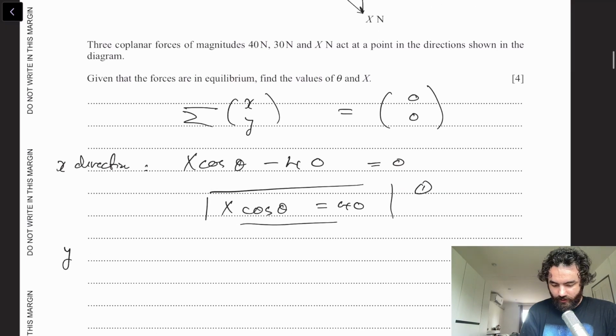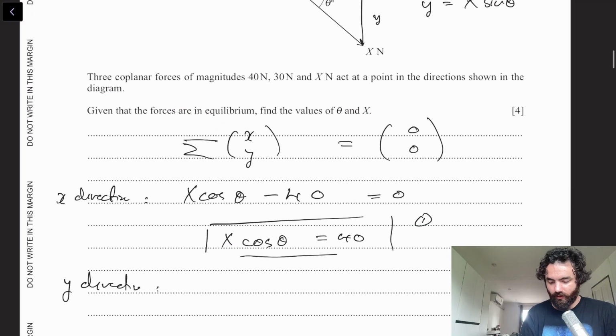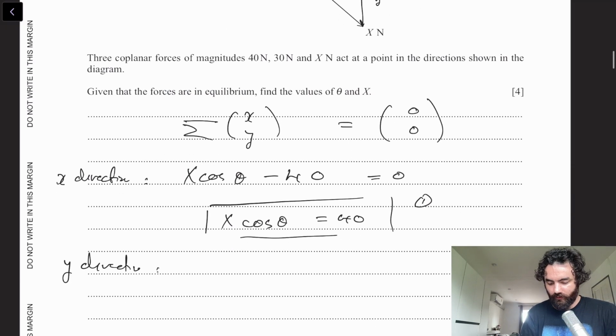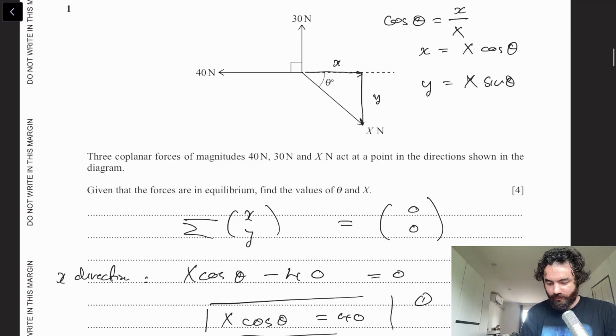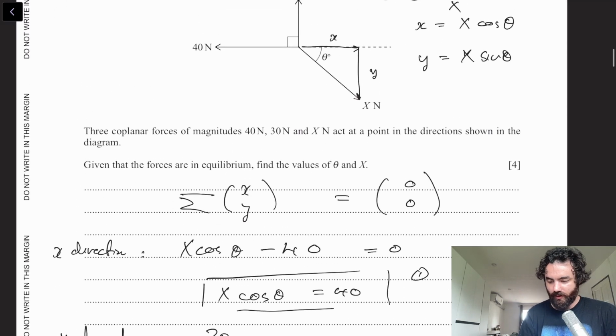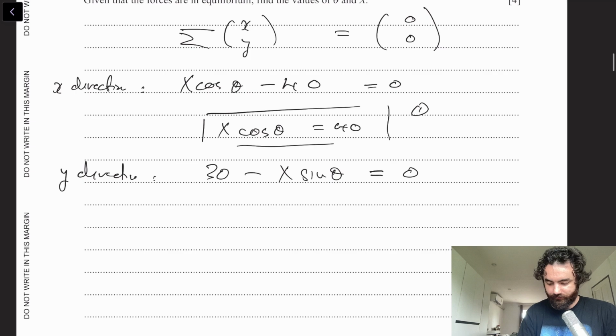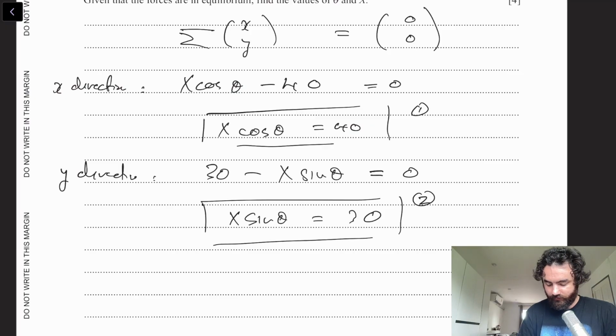And in the y direction, well, there's no y component of the 40, so we get 30 minus the y component, which is X sine theta, equals 0. So we get X sine theta equals 30. That's another equation we're interested in.